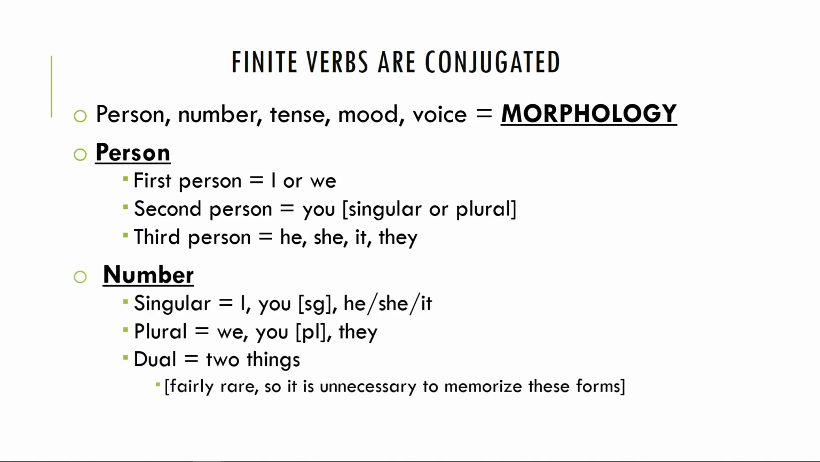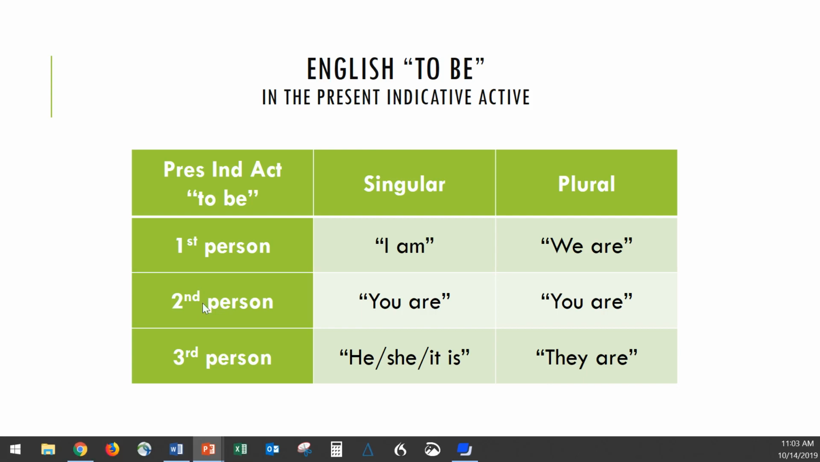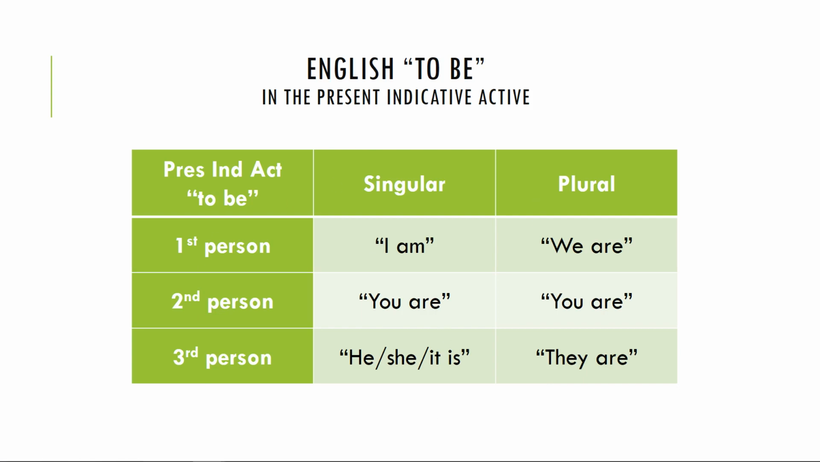Likewise, number is pretty straightforward. There's either one or there's many. Greek does have a dual for two things, but it's fairly rare and you don't really have to memorize it. So if you look at the English word to be in the present indicative active, so first person is I or we, second person you, third person he, she, it, they, with singular and plural. You'll see paradigms written like this, generally speaking.